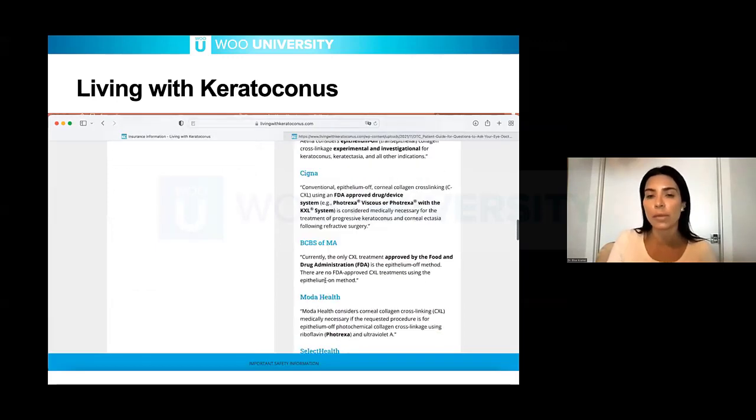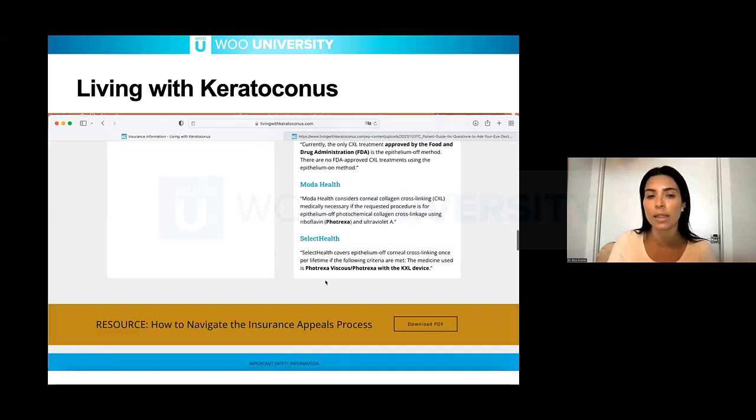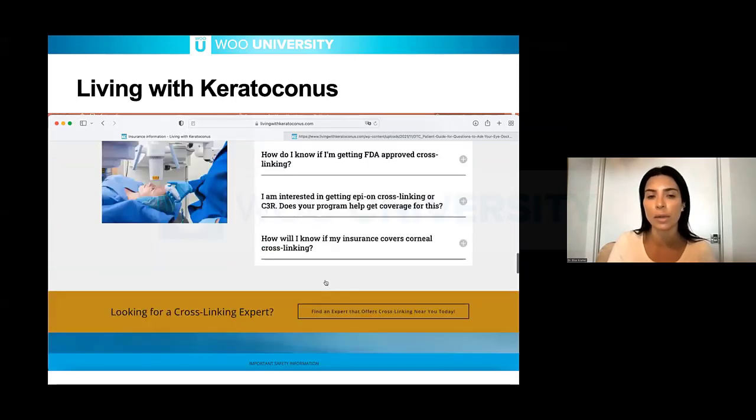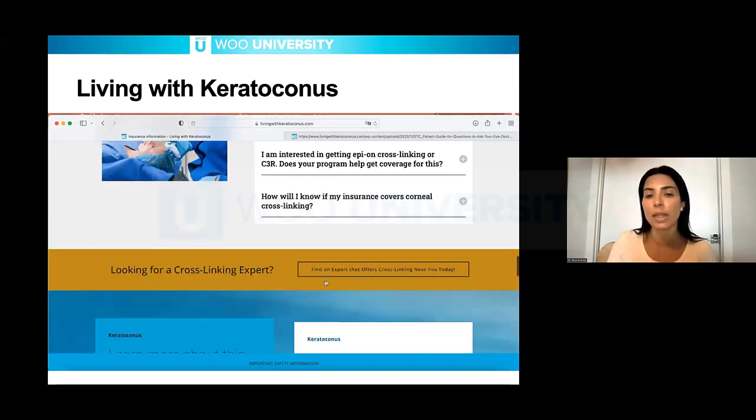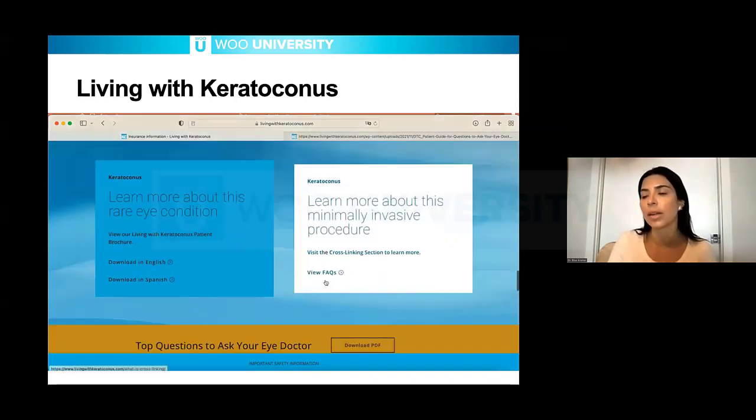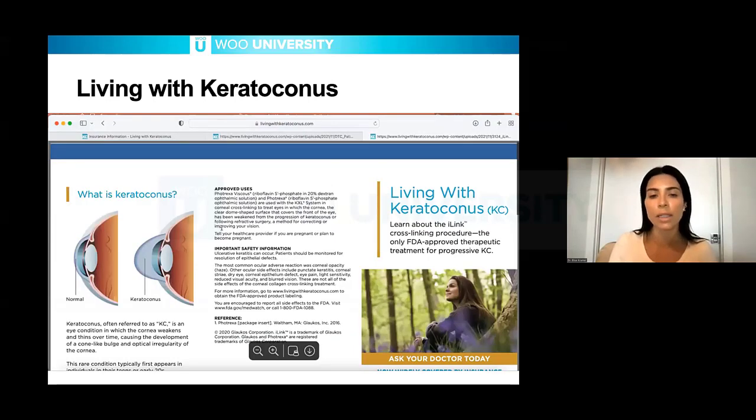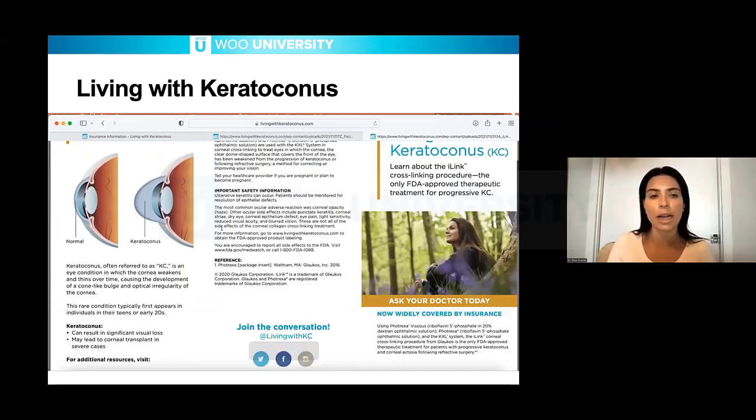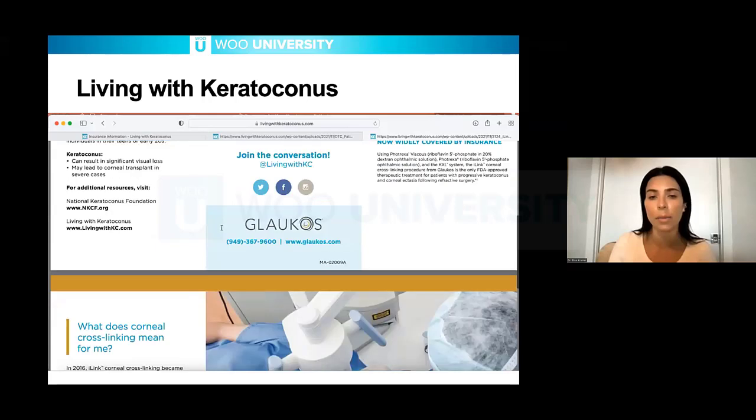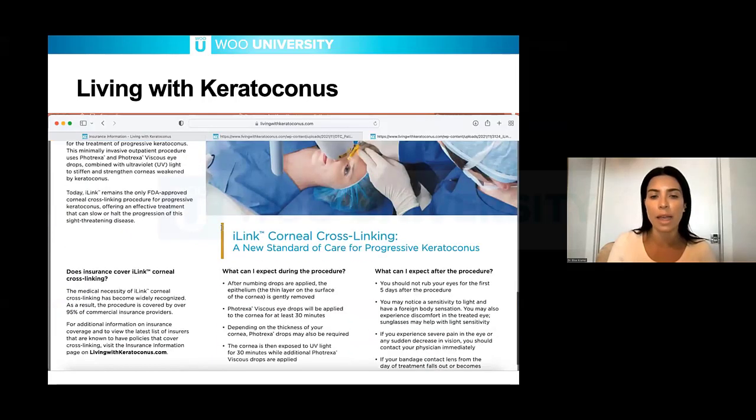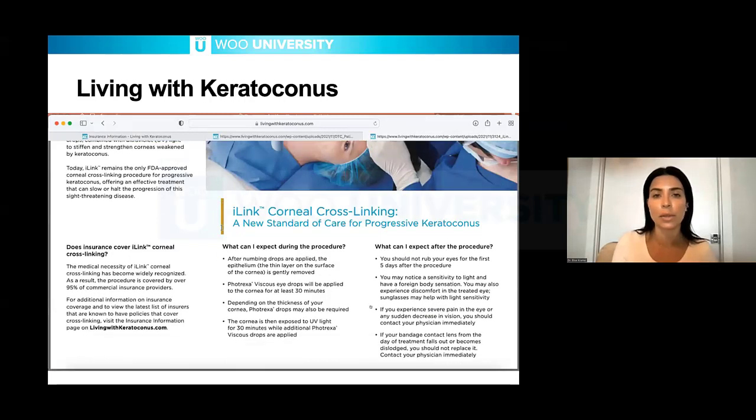So it's really good for patients who are, again, considering cross-linking, who have insurance and who want to know if they're going to be covered. And that will give them more information when they're going to see their doctor and be able to have questions if needed. Another thing that this website has is, again, more brochures about keratoconus, about cross-linking, and again, very, very useful to have. So I highly recommend this website too.